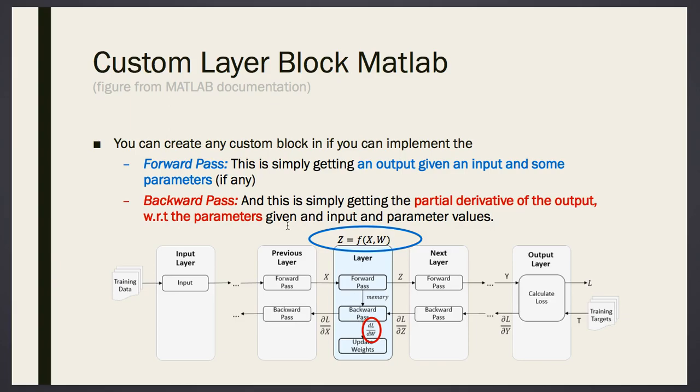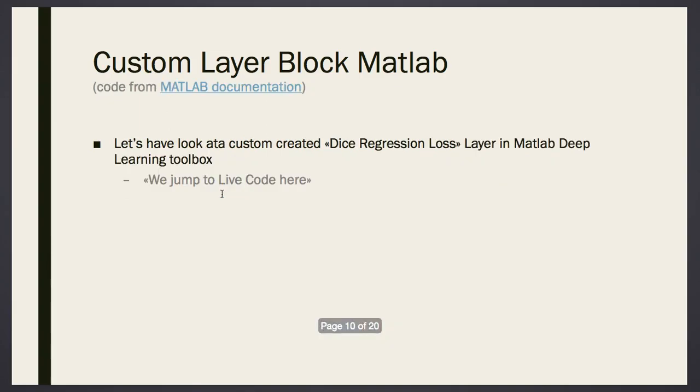And if you can give these two functions as function codes or objects to your framework, whatever framework you're using, Python, PyTorch, TensorFlow, MATLAB, you have a custom layer. You can add that layer to your layer graph, and it will be compatible with backpropagation. So how? Let me show you.